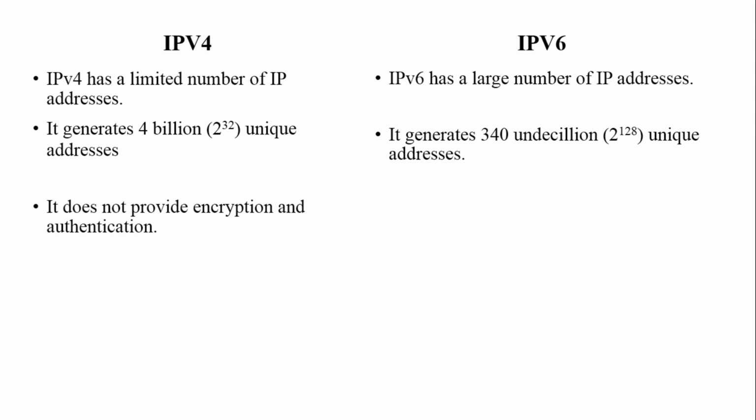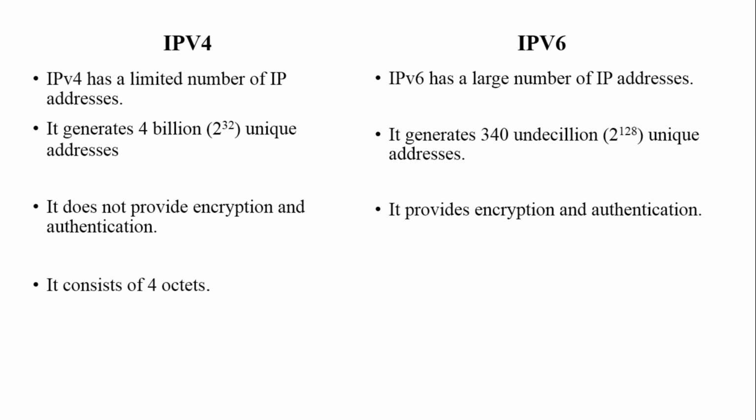Now the next difference is that IPv4 does not provide encryption and authentication. Encryption means converting the data into unreadable form so that a third party cannot access or read that data. And IPv6 provides encryption and authentication.